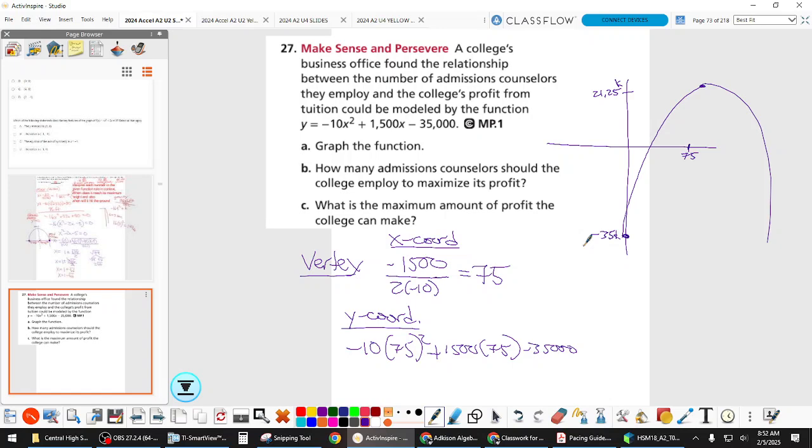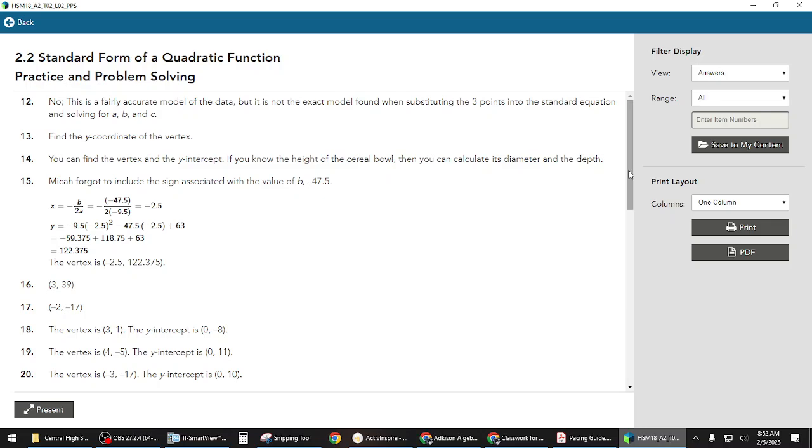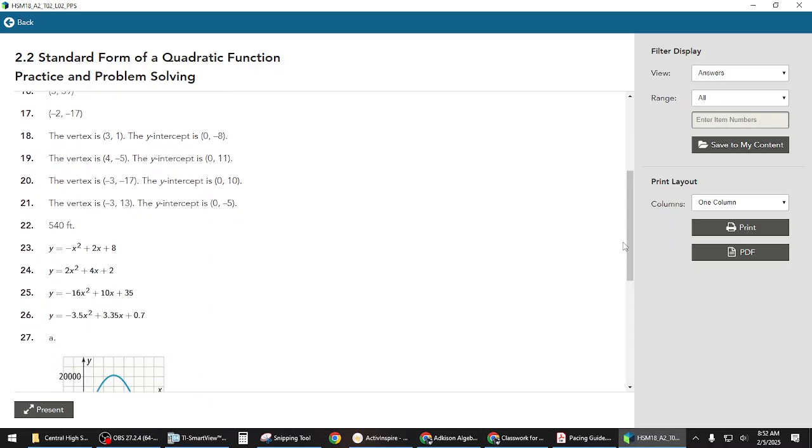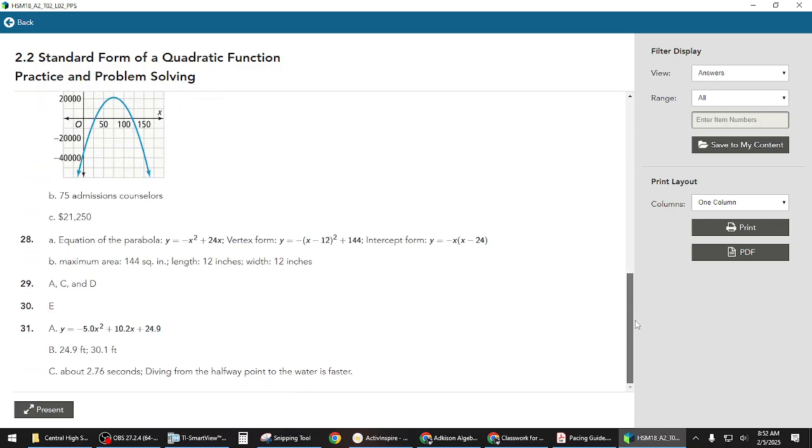All right, so for 23, for the 3 equations, your equation should be negative x squared plus 2x plus 8. So negative 1, 2, and 8 were your a, b, and c values. 24 should have got 2x squared plus 4x plus 2. So 2, 4, 2 for a, b, c.